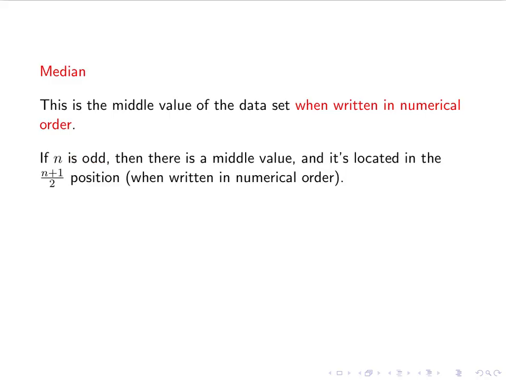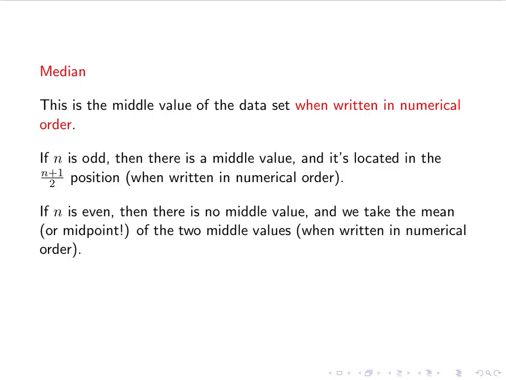Now, if n, remember the number of values, is odd, then there is a middle value. If you have 3 kids, there is a middle child, and it's located in the n plus 1 over 2th position. So if n is odd, n plus 1 is even, so I can divide it by 2 and get a number. If there are, say, 3 values, then the middle value is in the 3 plus 1 over 2, which is the 2nd position.